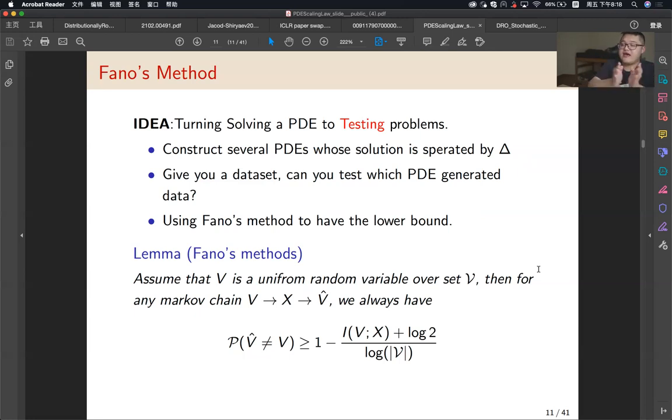The classification task is that I have two PDEs, and they have some difference. I give you a data sample from one PDE, and you tell me which one the data is from. If you can solve the PDE accurately, this classification task is actually very simple. So the idea is turning solving the PDE into a multiple hypothesis testing problem, and then we use the standard Fano method to prove it.